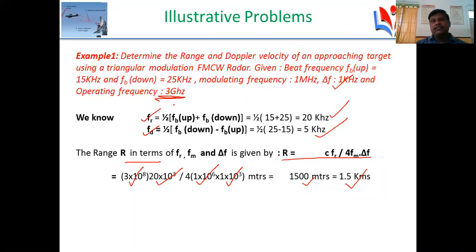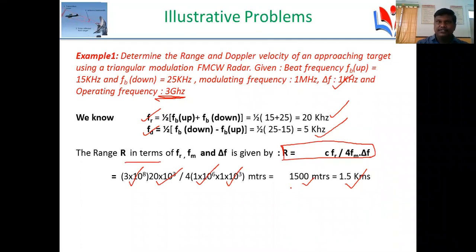If the beat frequency is given, we can definitely find the range frequency and Doppler frequency. From the range frequency, we can calculate the range, because the range frequency determines the range. What is the relationship? R equals C into FR divided by 4 into FM into delta F. Substituting all, we get this equation.